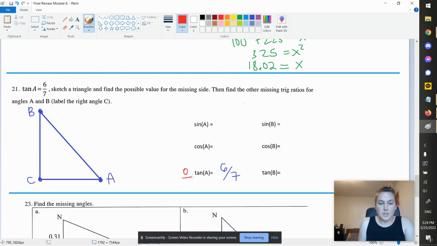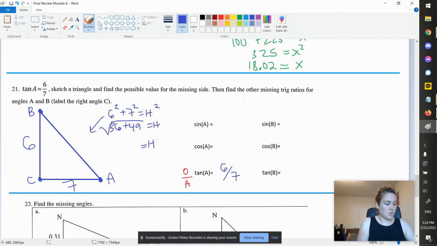The tangent is opposite over adjacent, which makes 6 opposite of A. So 6 goes right here. It makes 7 the adjacent to A. So 7 goes right here. And we can do the Pythagorean theorem to find out the hypotenuse, which is 36 plus 49 square rooted, which is the square root of 85, which is 9.2.